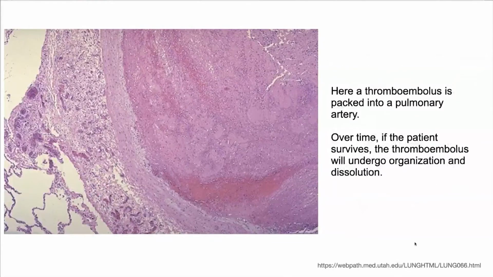This is a picture of a cross section from the one that we saw just now. The one on the left is the normal looking alveoli. In the center is the blood vessel wall, and the rightmost is the blood clot. The whole thing is the thromboembolism. You can see some reddish areas here, which are congested blood vessels.